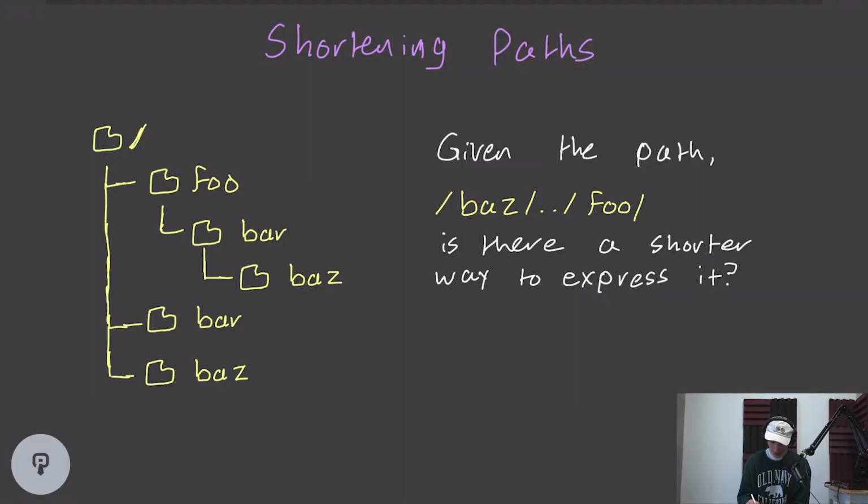With the same file system that we had in our example, we are given this path: slash baz slash dot dot slash foo. Is there a shorter way to express this? I'll let you pause for a second if you want to go ahead and do this on your own. Let's just walk through the path. We start at the root, and then we go to baz. And then after baz, we go back up to the parent. So now we're back at root, and then we go into the foo directory. So at the end of this, we land here in foo. So how do we express foo? That is just going to be the root directory slash foo.